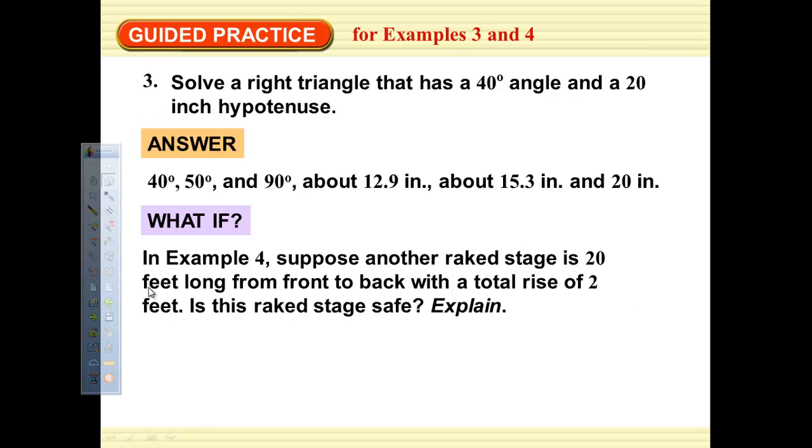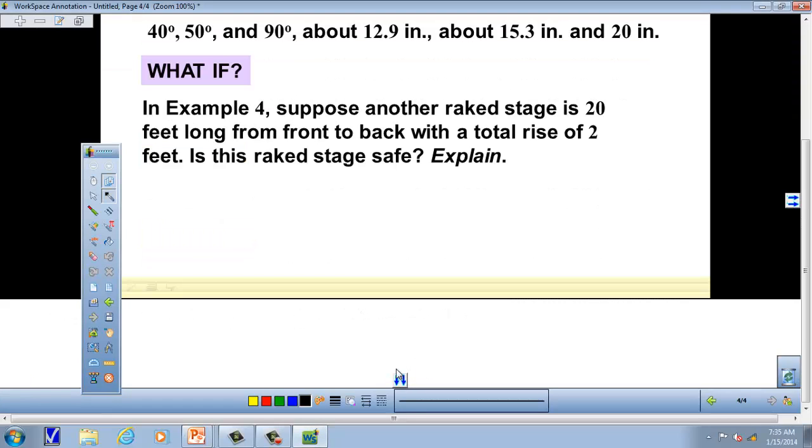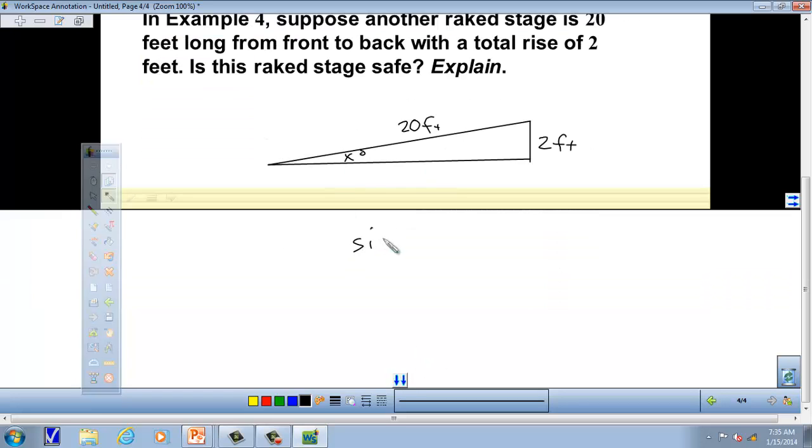Now we want to know if the stage is 20 feet long from front to back and the rise is 2 feet, if that is good enough. So we're going to do it again. If you remember, the picture for this looked something like this, where this was x degrees. We're told this is 20 feet and this is 2 feet. So we know that the sine of x is equal to 2 over 20 or 1 over 10.